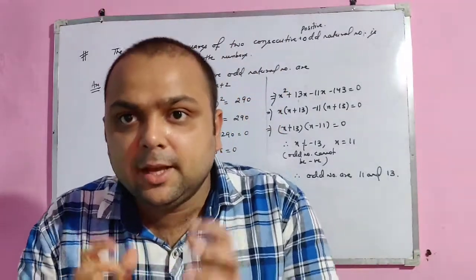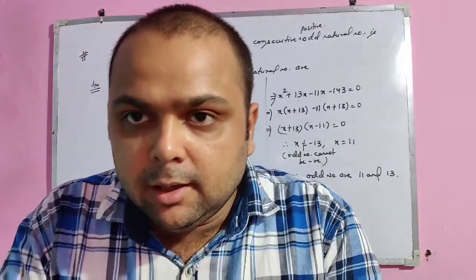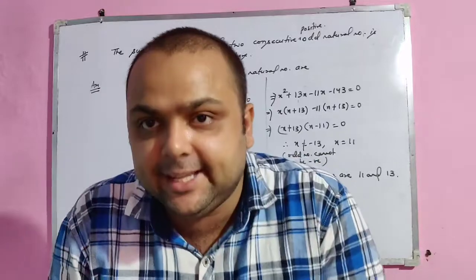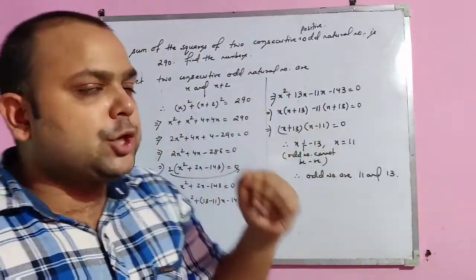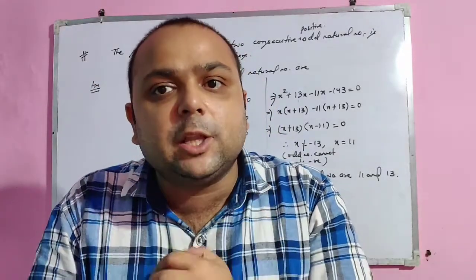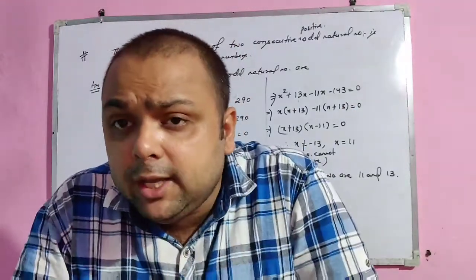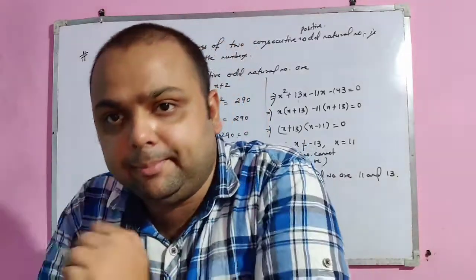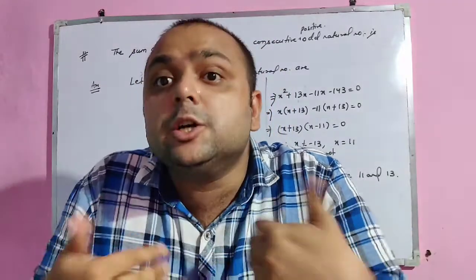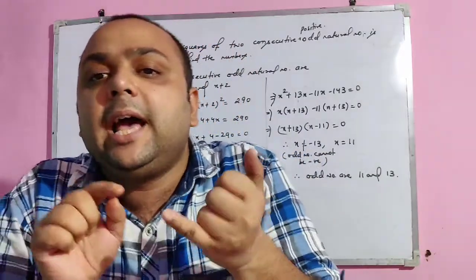The question is, the sum of the squares of two consecutive odd natural numbers is 290. Now, in this question, there is the word consecutive. When the word consecutive is given in the question, it means the term next to that particular term. So when it is written consecutive only, the terms are x and x plus 1. That is, 3 comes after 2, 4 comes after 3. So they are consecutive.